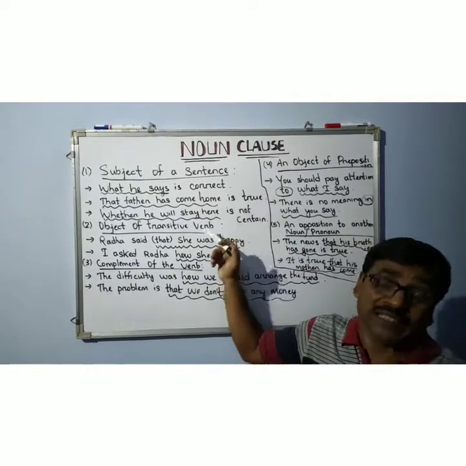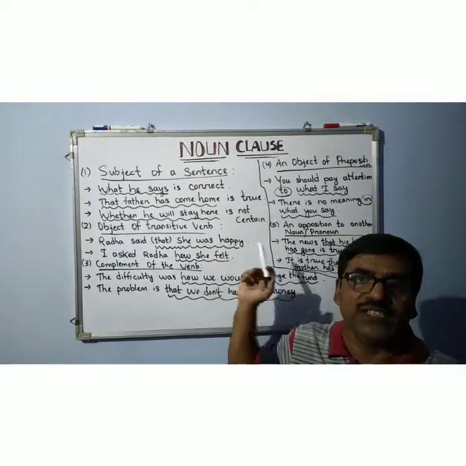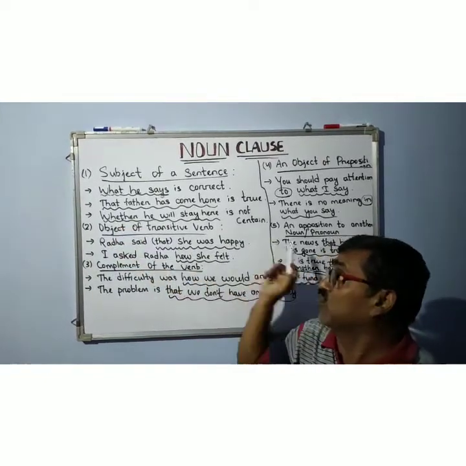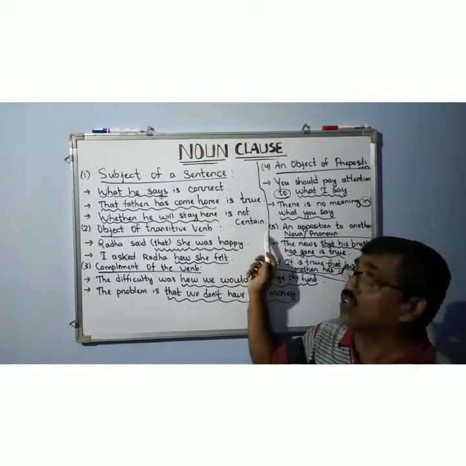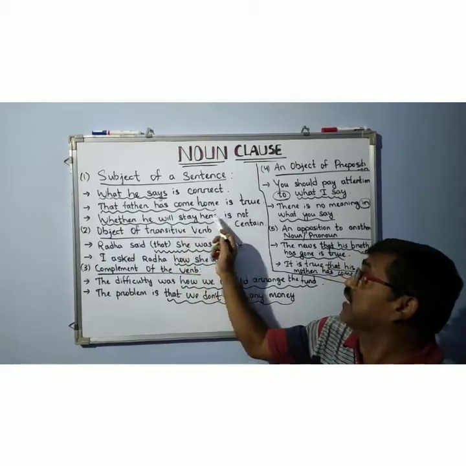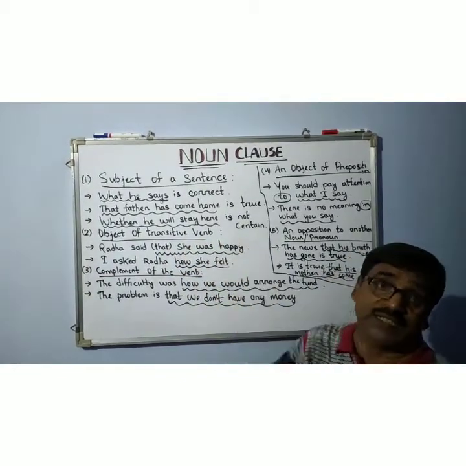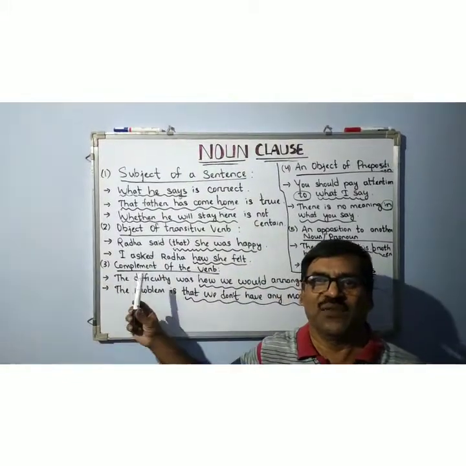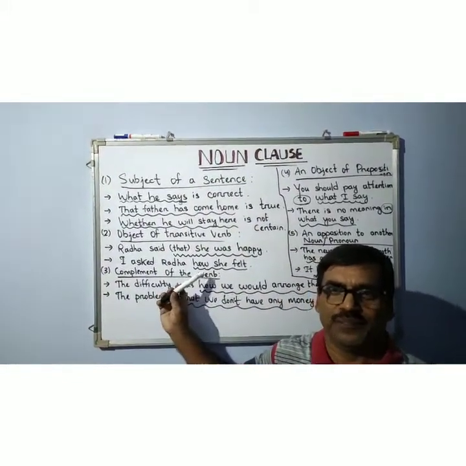That means it is not certain. "It is not certain" is the main clause, and "whether he will stay here" is the subordinate clause, or noun clause. The second function of the noun clause is object of the verb.